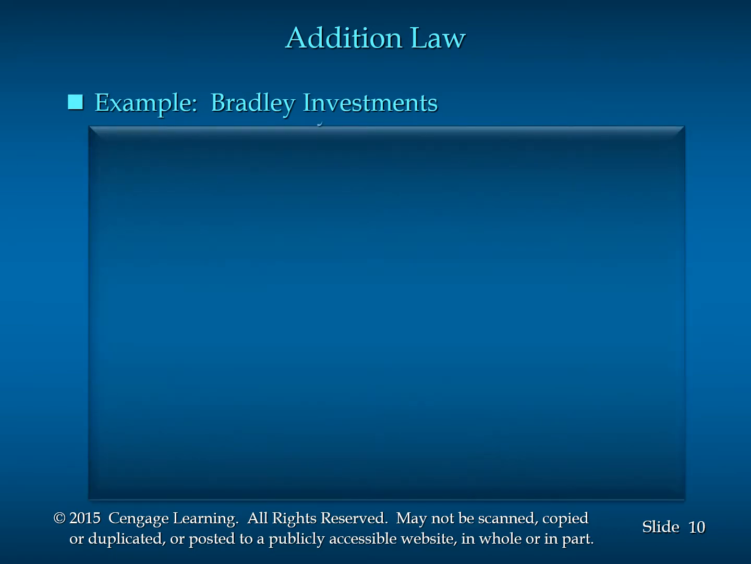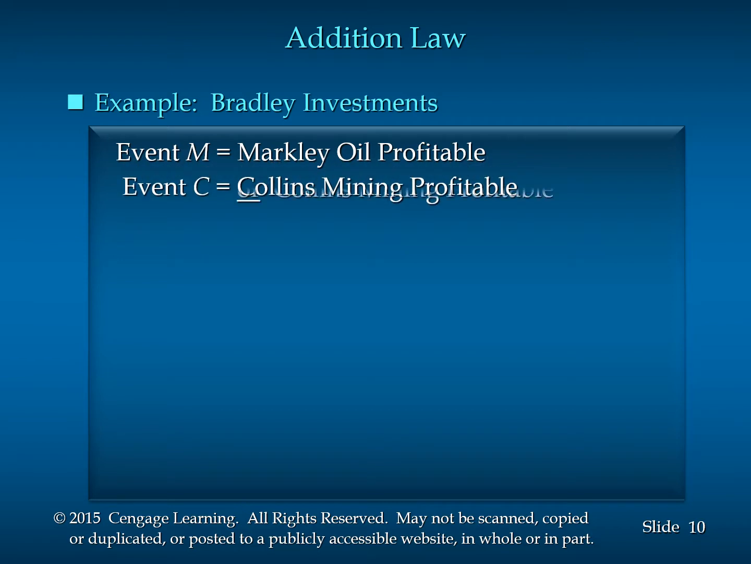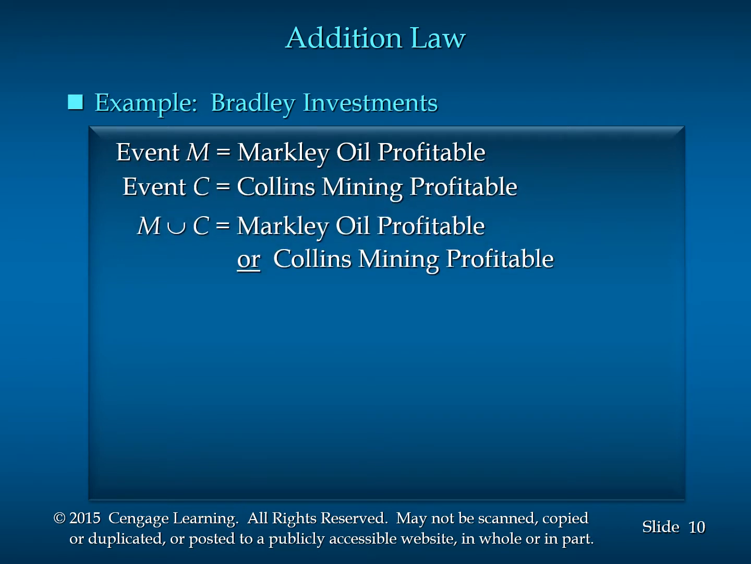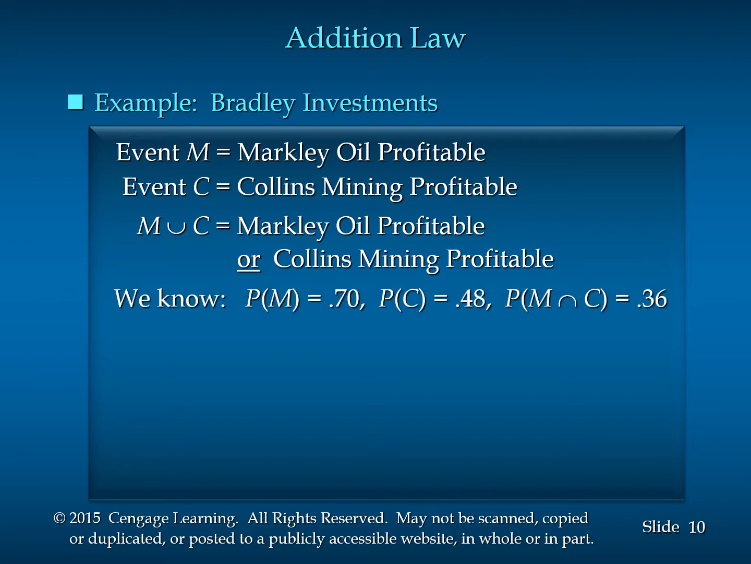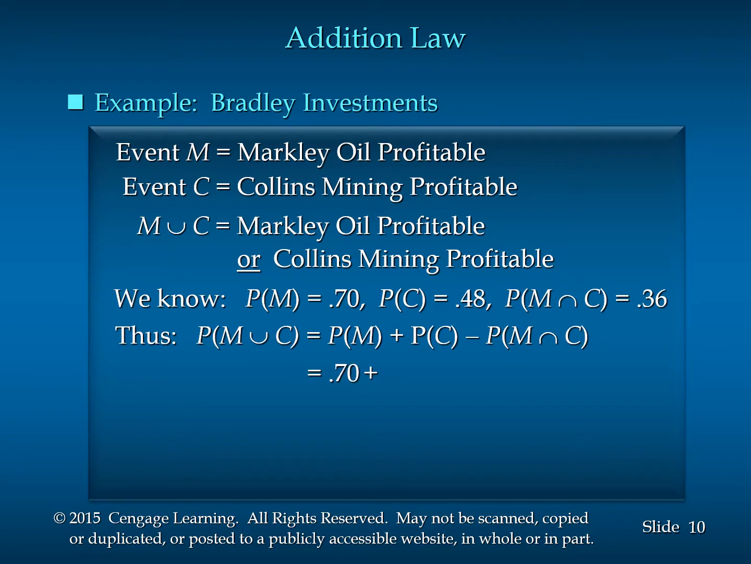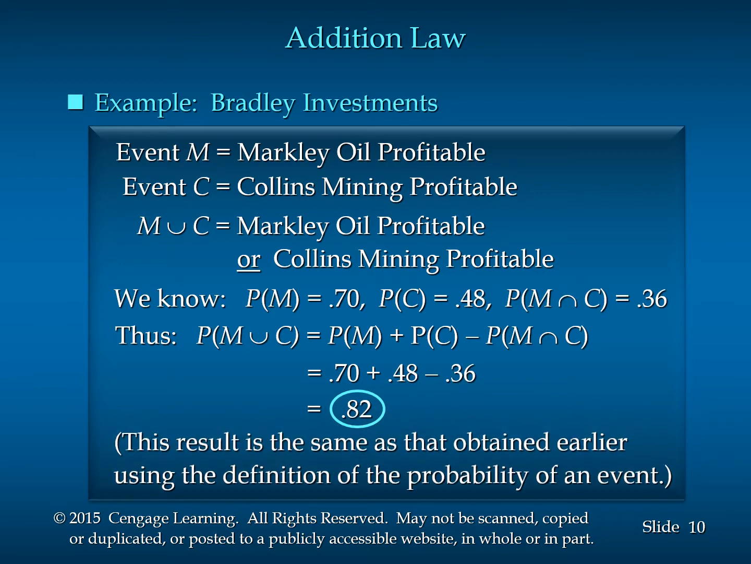Using the investment example, we know the probability of mining stock being profitable, of oil being profitable, and the intersection of both, that allows us to use this addition rule. Therefore, the probability of the union is equal to the individual probability of mining being profitable plus the individual probability of oil being profitable minus their intersection.